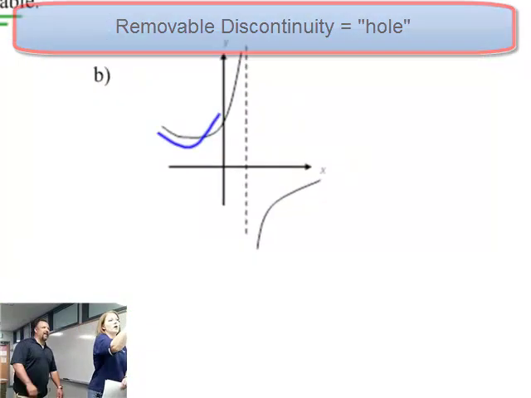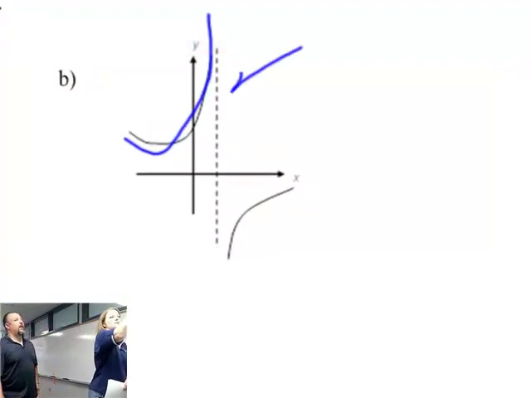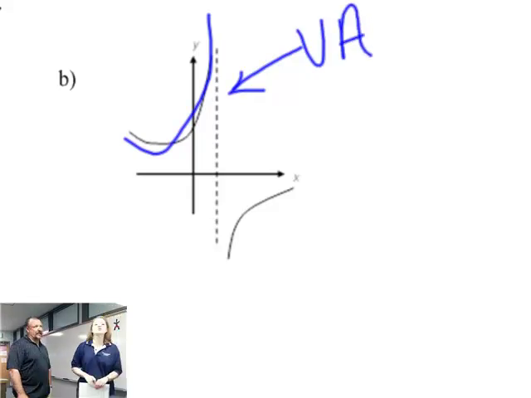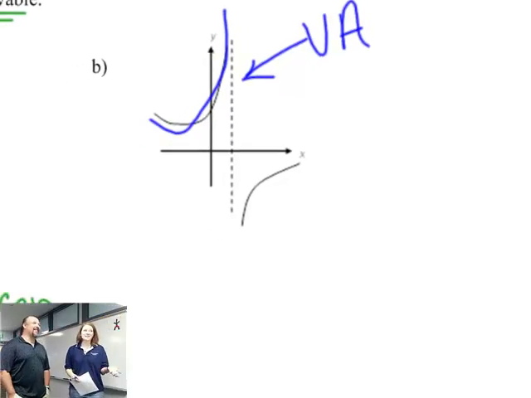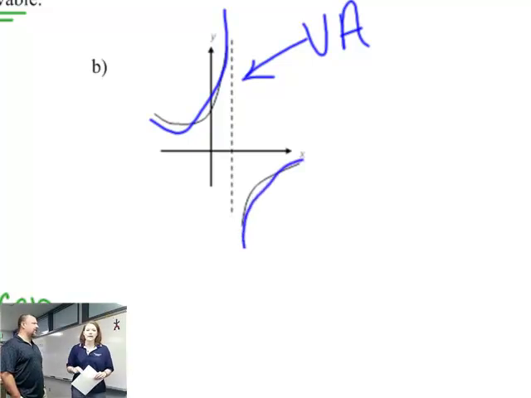Okay, so letter B, let me see if we got this straight. Let's go ahead and try to graph it. Oh, there's a dotted line. Oh my goodness, that's a vertical asymptote. Oh, I've seen those before. You should have seen those before, or else you don't belong in pre-calculus. Sorry. Okay, so vertical asymptotes are not continuous there.